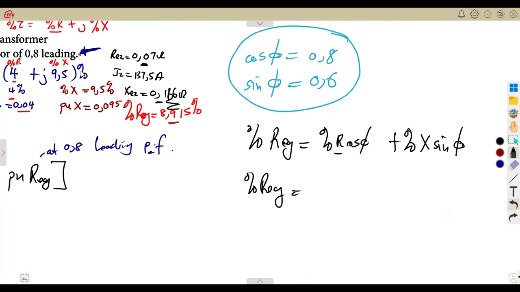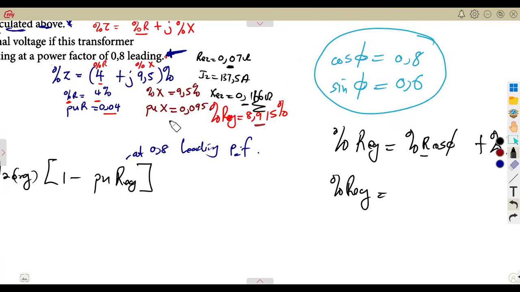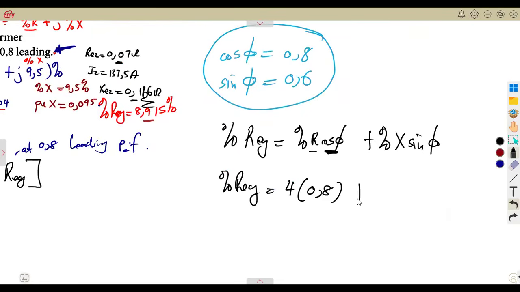So percentage resistance, we already have these values. Remember, our percentage resistance was 4%. So that's 4 times the cos, which is our power factor, the 0.8, plus percentage reactance. Remember, our percentage reactance is 9.5 times the sine of phi, which is 0.6. So this was going to give us a percentage regulation of negative 2.5%.